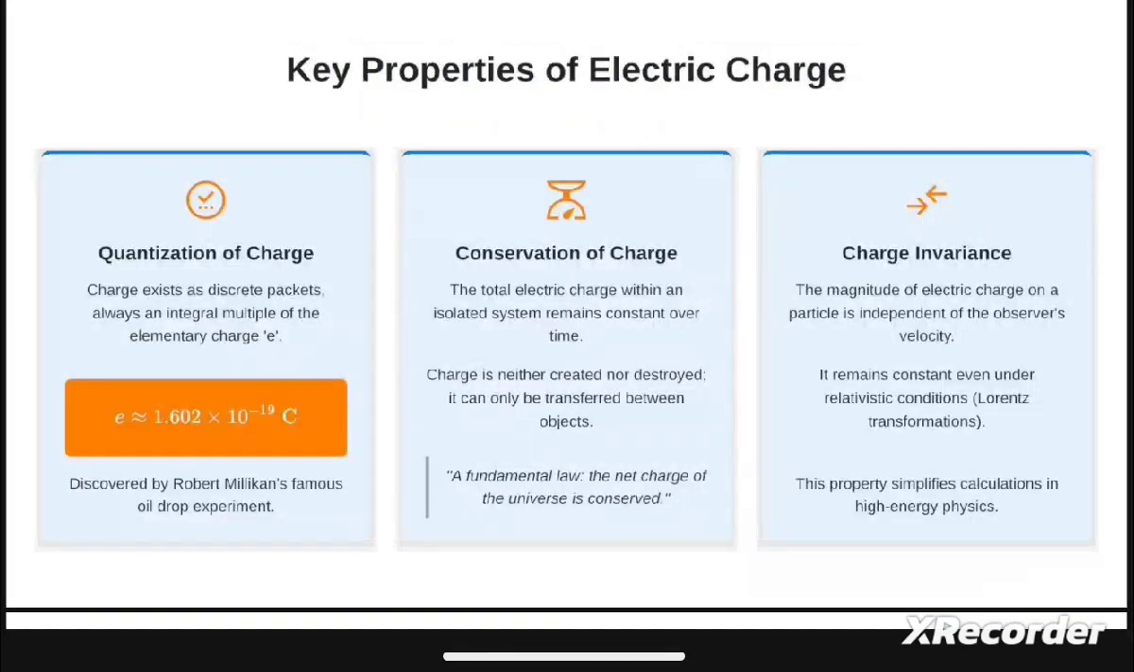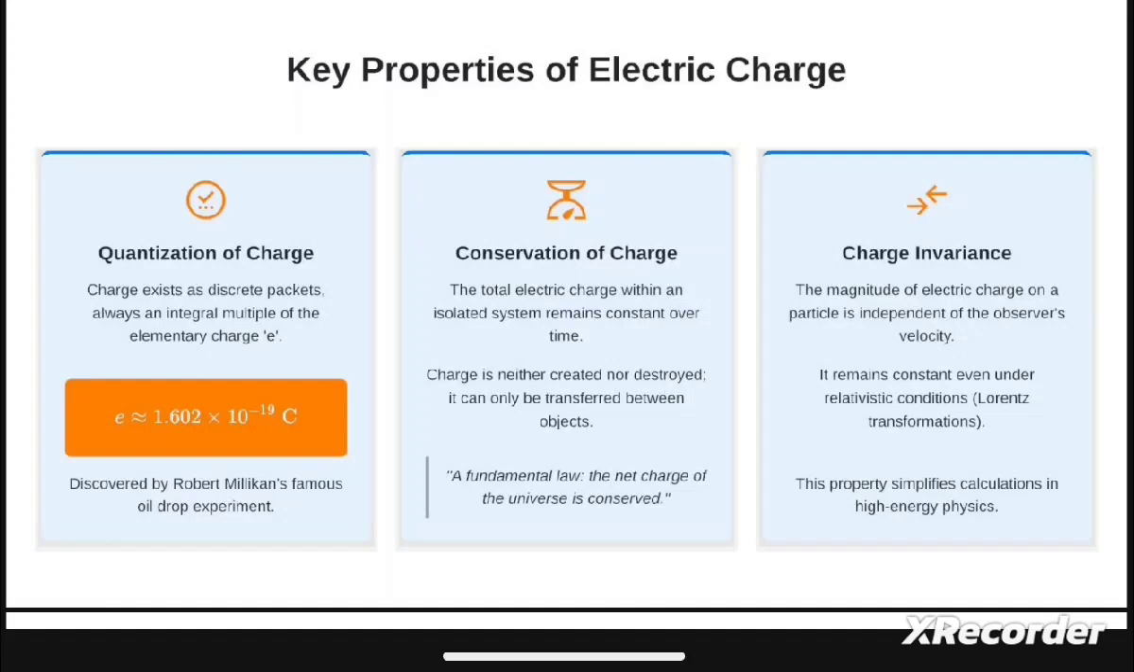Now we discuss the basic or key properties of electric charge. First is quantization of charge. Charge exists as discrete packets, always an integral multiple of the elementary charge e. It means the charge on any object is always an integral multiple of the charge on one electron. And the value of e is 1.602 × 10^-19 coulomb. It was discovered by Robert Millikan's famous oil drop experiment.